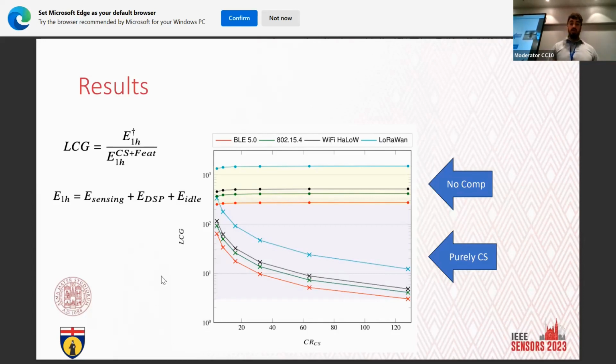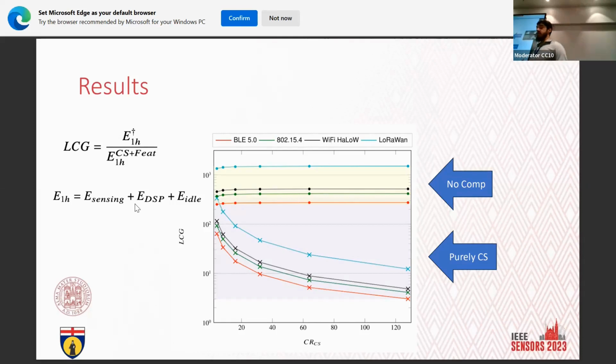We should stay here. Here on the axis, we have a ratio between the energy of the reference works from the literature and our solution. So every time that we have a value that is higher than 1, we are gaining lifetime for our battery. We are spending less energy. Greater than 1 is good in our plot.